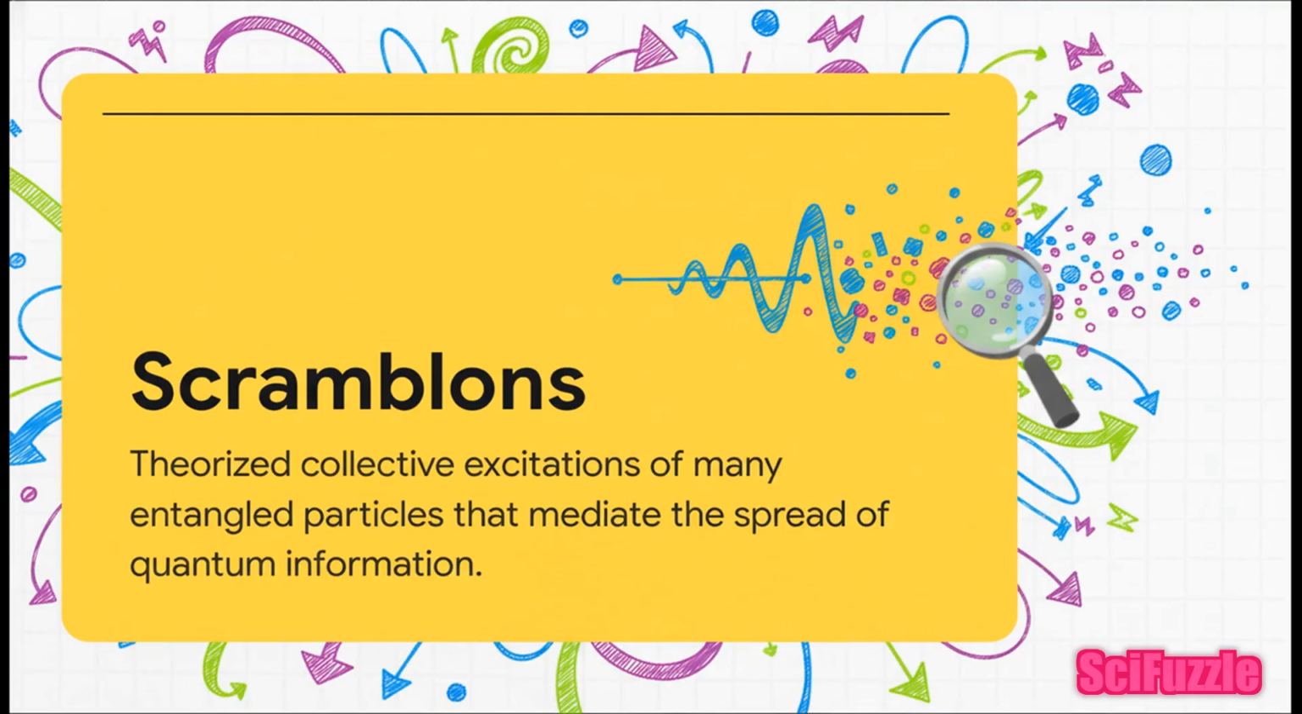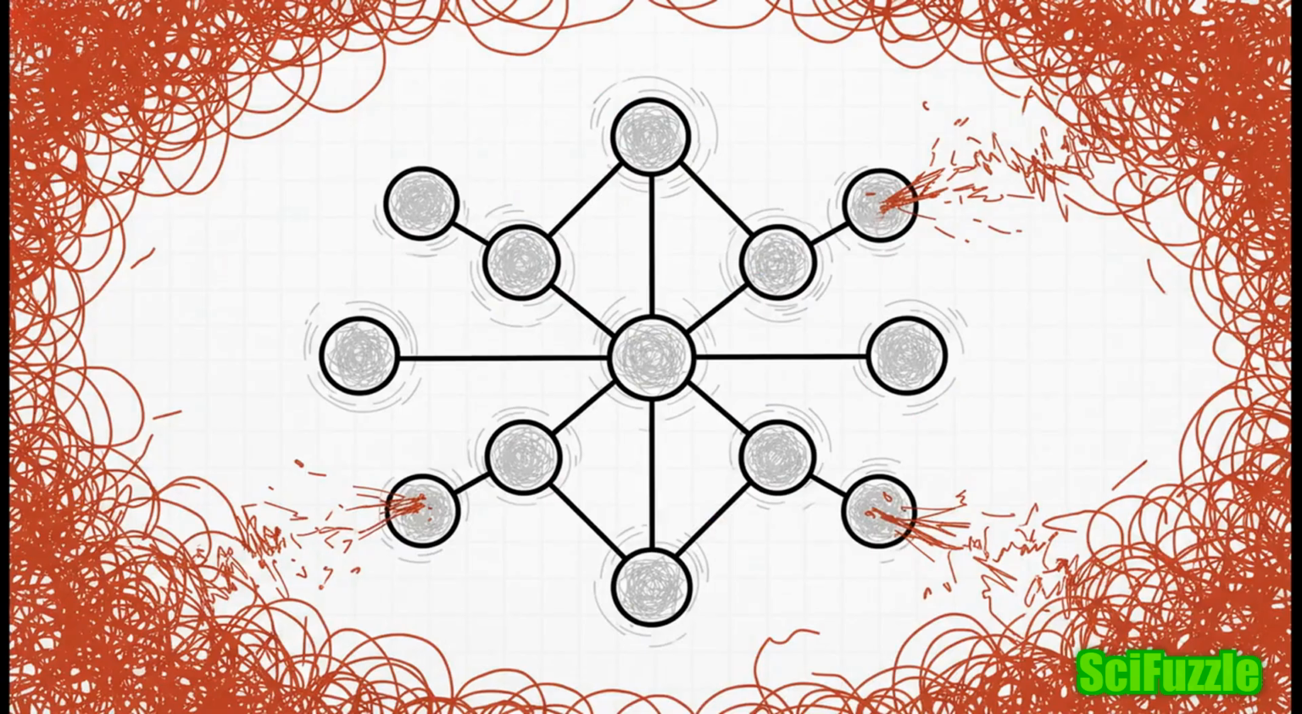And get this, to describe this whole process, they've come up with a totally fascinating new concept, scramblons. Now, these aren't actual particles you can hold. They're more of a way to describe the collective wave of chaos that carries and scrambles information through that quantum system. So why should you care about any of this?